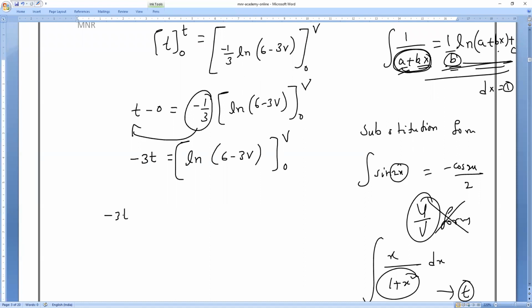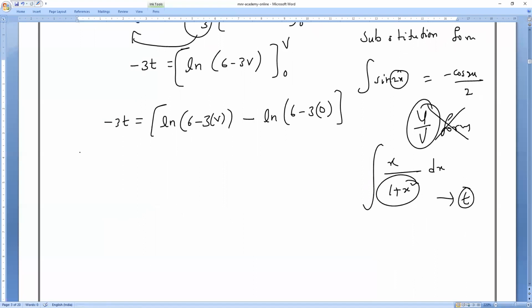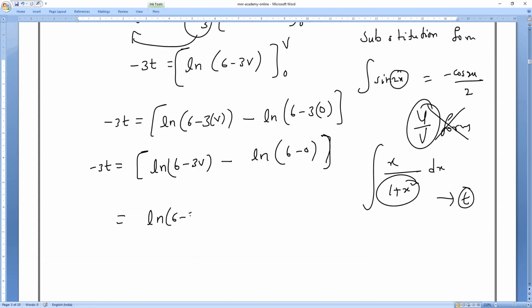So now substitute it. Minus 3t is equal to, tell me first for v, ln of 6 minus 3 into v, next minus again ln of 6 minus, in place of v what we have to substitute? 0. Clear? So minus 3t is equal to ln of 6 minus 3v minus ln of 6 minus 0, which is ln of 6.